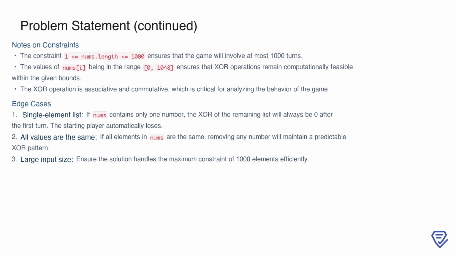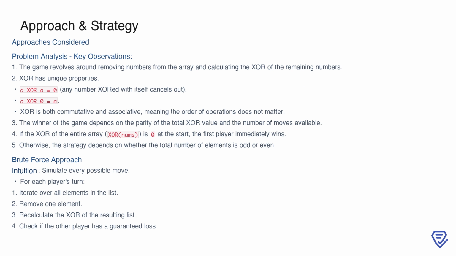Some edge cases to consider include scenarios like a single-element list, where the first player always loses because the remaining XOR is 0 after their turn. Another edge case is when all elements in the list are identical, leading to predictable XOR patterns. Lastly, for large input sizes, it's crucial to ensure that the solution handles the constraints efficiently without running into performance issues. To start, let's break down the problem and analyze its key components.